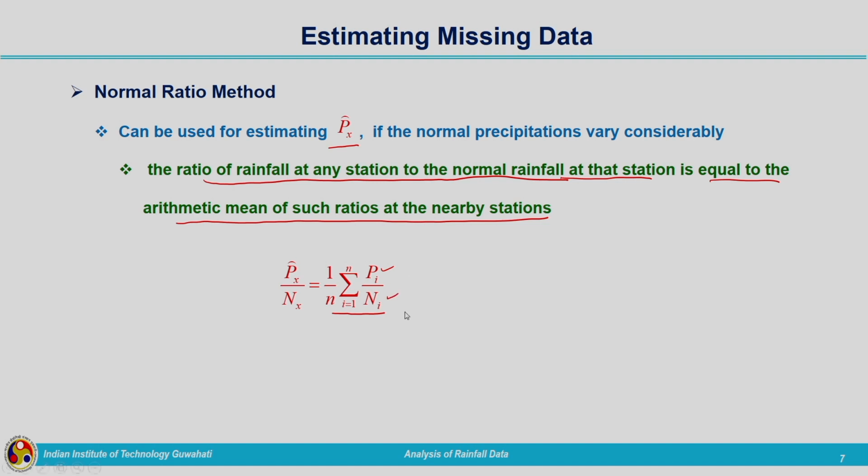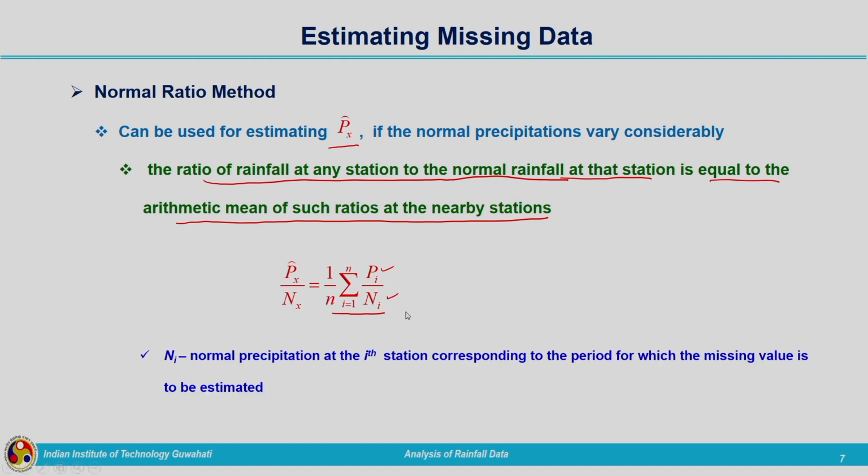Let us see the different terms one by one. In this, Ni is the normal precipitation at the ith station corresponding to the period for which the missing value is to be determined. The period should be the same, that is, in a particular station we have certain missing data, so for the same period we will be checking the neighboring stations also.